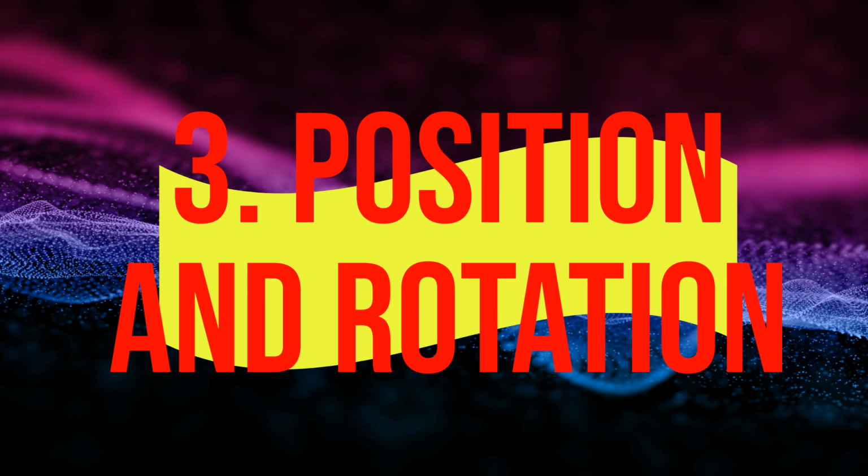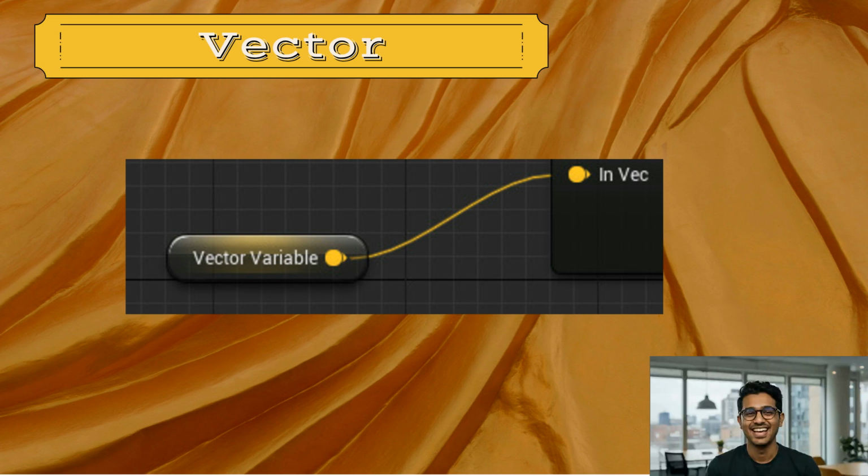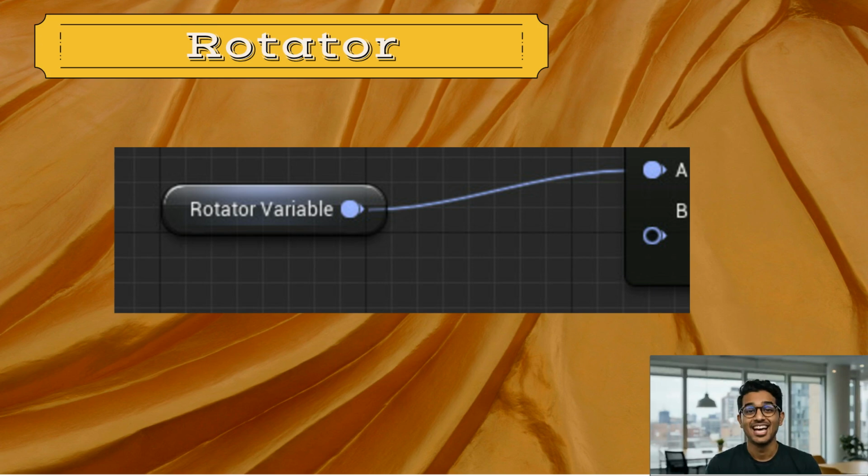Now let's talk about 3D space. These 3 work together to define where things are. A vector consists of 3 numbers, x, y, and z. It represents a location in the world or a direction. If you want to move a platform 500 units up, you're changing its vector. A rotator also has 3 numbers, but these control roll, pitch, and yaw. This is how we tell a wheel to spin, or a security camera to scan left and right.